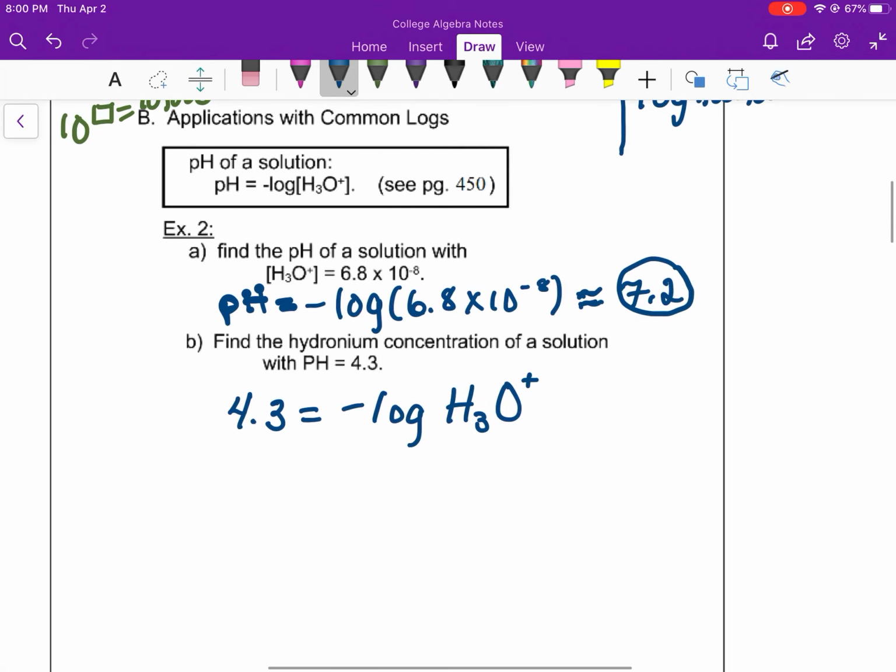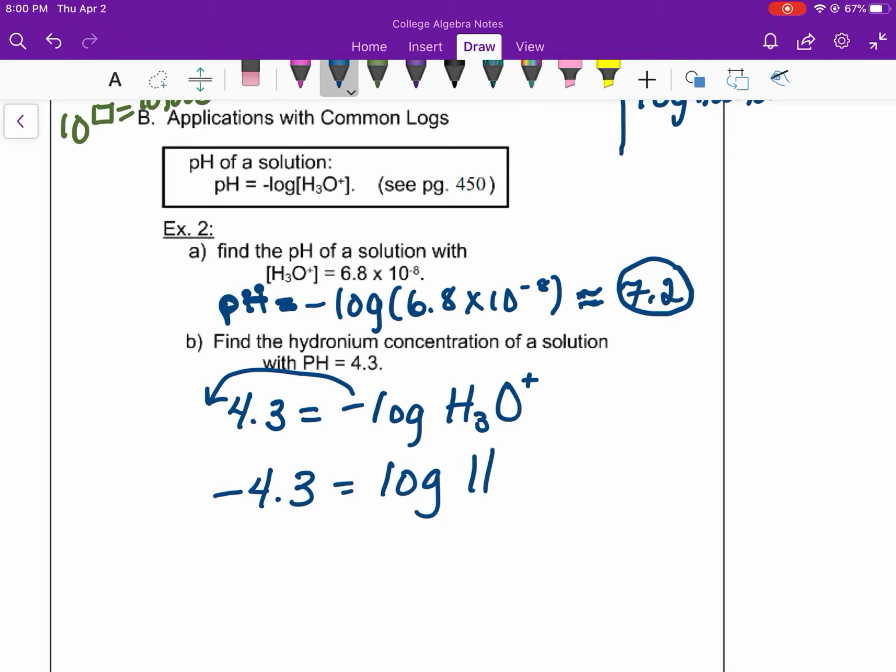All right, the way we do that is we switch it to an exponential. We know when we see the word log, it's base 10. So we're going to do 10 to the 4.3 equals, oh, I messed up. Let me fix this real quick. You need to move the negative to the other side first. So negative 4.3 equals log of H3O positive. And then switch it to an exponential. So log base 10, so 10 to the negative 4.3 equals H3O positive.